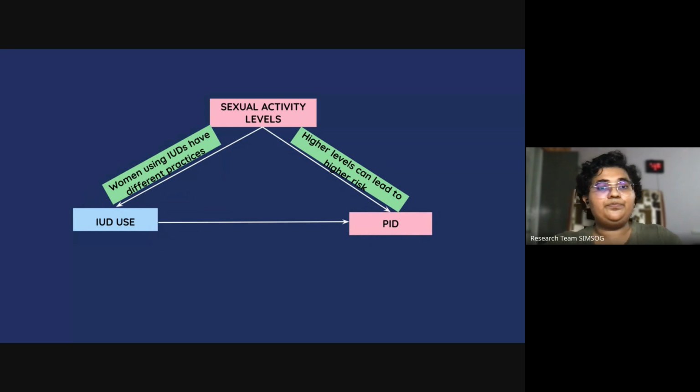Let us look at another example. If I want to study the relationship between IUD use and the incidence of pelvic inflammatory disease or PID, here the confounding factor could be levels of sexual activity. We know that women using IUDs have different practices and different levels of sexual activity than those who don't. And higher levels of sexual activity can lead to a higher risk of pelvic inflammatory disease. This way, sexual activity levels impact both the exposure and the outcome that we want to study. So unless we factor in for this confounder, we will not get the true relationship between IUD use and the incidence of pelvic inflammatory disease.